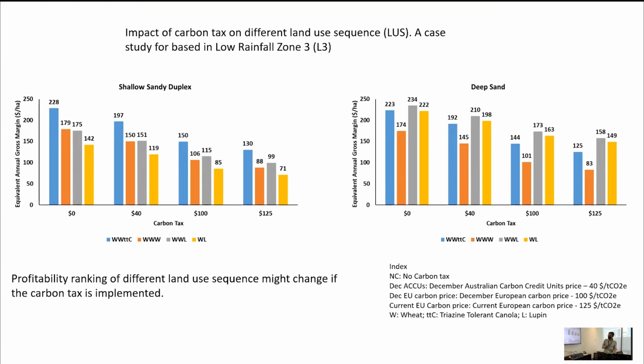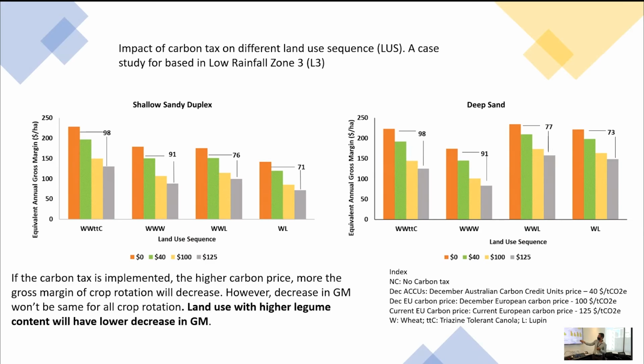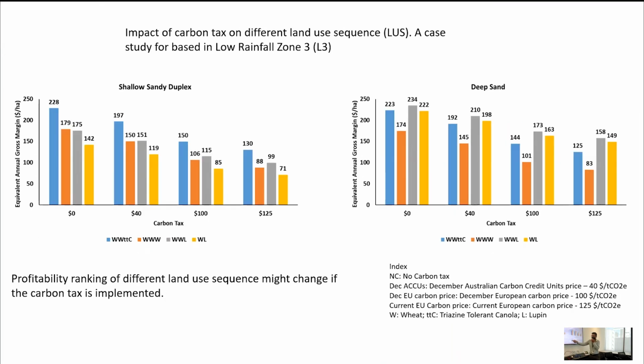The next slide is kind of the same slide, but just having a look at how different land use sequences compare. Basically the same thing, but changing the labels. Rather than comparing the carbon tax, now we're comparing the land use sequence. As you can see, in the same format, equivalent gross margin is on the horizontal axis and carbon tax on the vertical axis. The blue one is wheat canola, orange is wheat followed by wheat lupin, and yellow is wheat lupin.